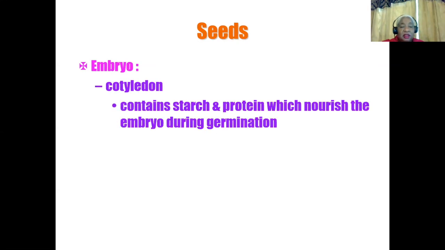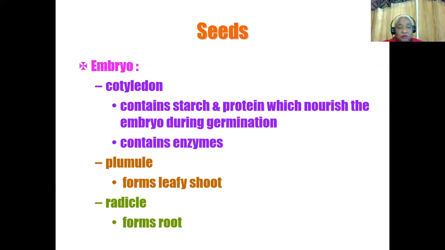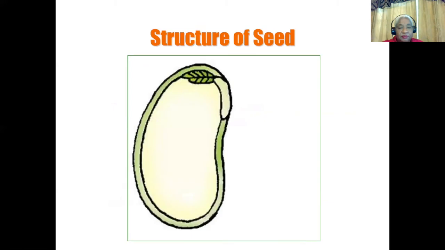So an embryo contains, in the seed, the cotyledon, which contains starch and protein, which nourish the embryo during germination, and cotyledons also contain enzymes. Then you have the plumule, which forms the leafy shoot, and the radicle, which forms the root. And here we have the structure of the seed.